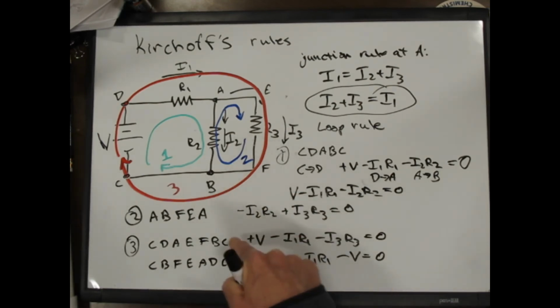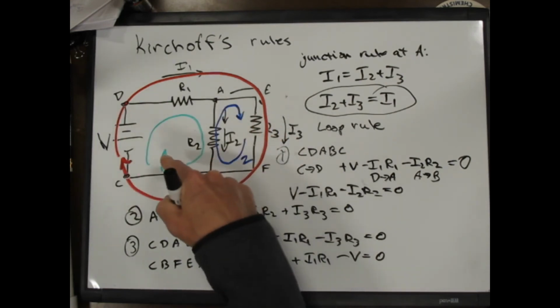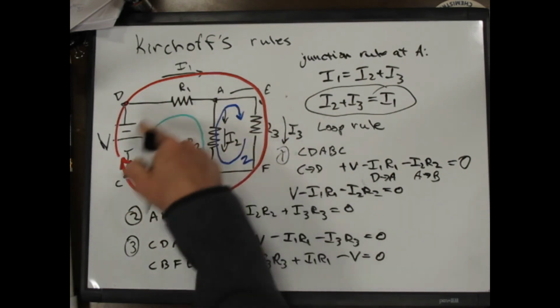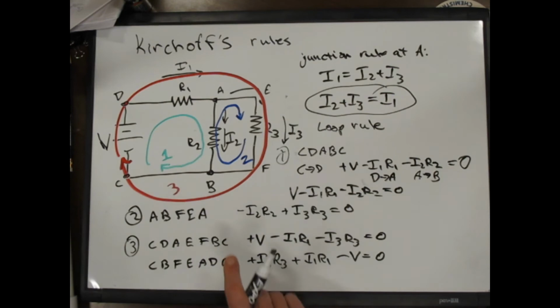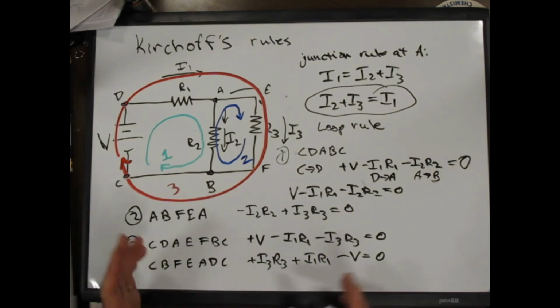And so this equation is from going clockwise, and this equation is from counterclockwise. And notice they give me the exact same answer. Right? If I put the I1 R1 and I3 R3 on the right hand side, I get V equals the sum of these two. If I move my V over, I get V equals the same sum. And so it doesn't matter which way you go around the circuit, and it doesn't matter which way you choose your current, you'll come out with the right answer. And so I'll do a numbers example of this next.